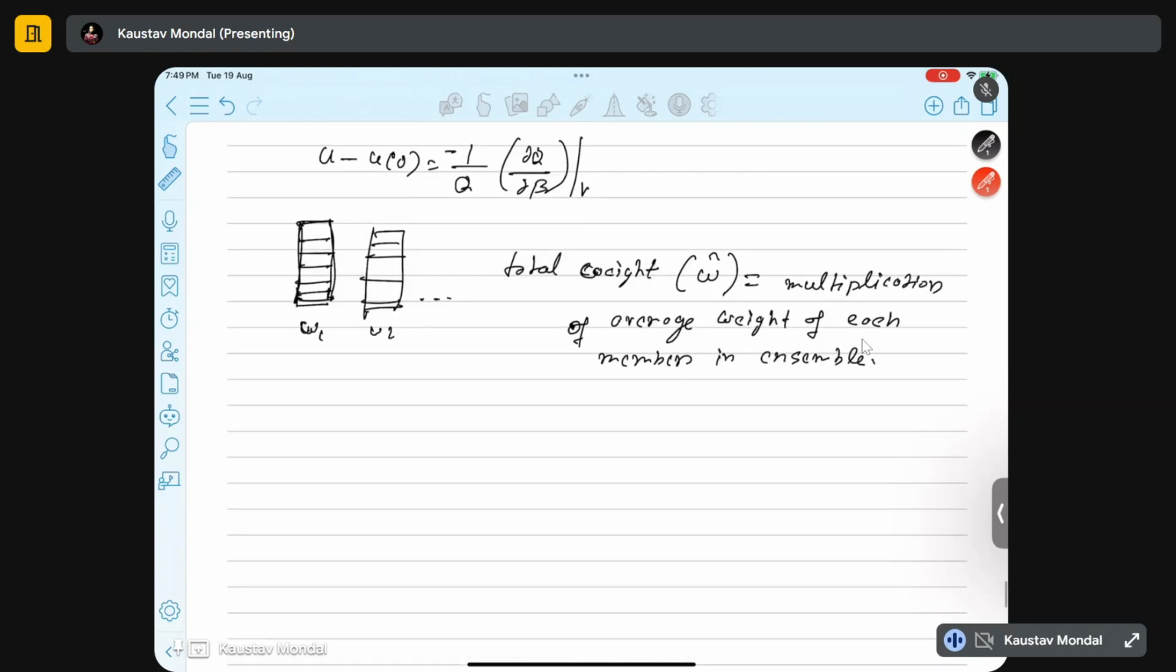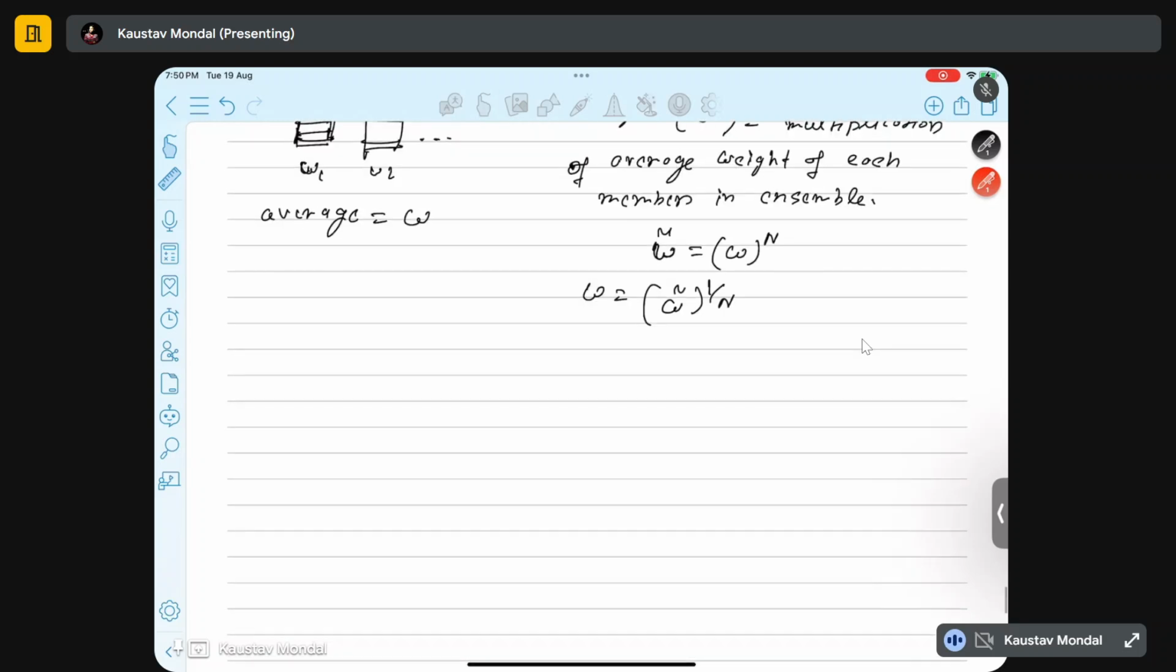So this would be simply, W tilde means, suppose the average weightage is W, then W tilde would be simply W to the power n. W will be simply W tilde to the power 1 by n. Okay.